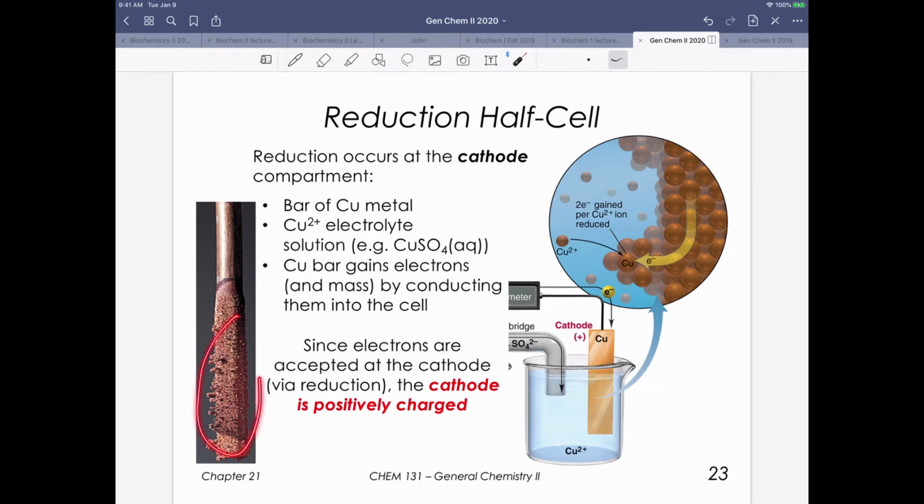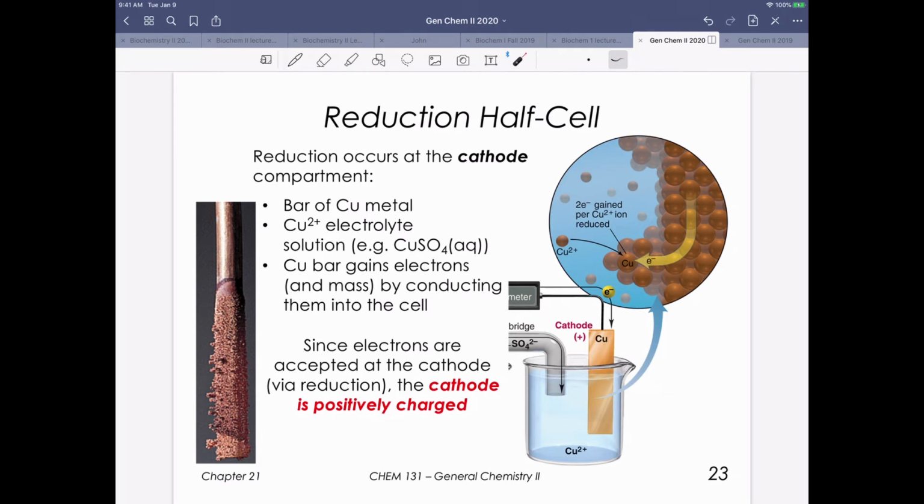So we can see here that this electrode actually gains in mass. And when we separate these half reactions, we can actually see that orangish copper metal plating out on that electrode. So again, copper is going to gain in mass. That electrode is going to become heavier. That's one of those qualitative questions you might see on an exam, asking, will this electrode increase or decrease in mass? And again, highlighting, since electrons are accepted at the cathode via reduction, the cathode is actually positively charged.